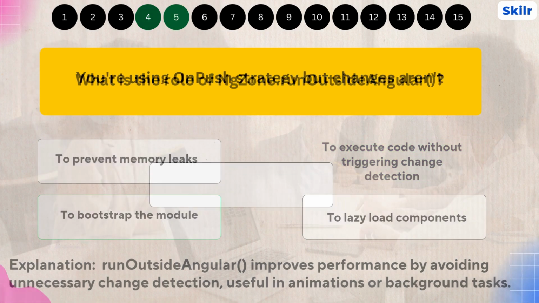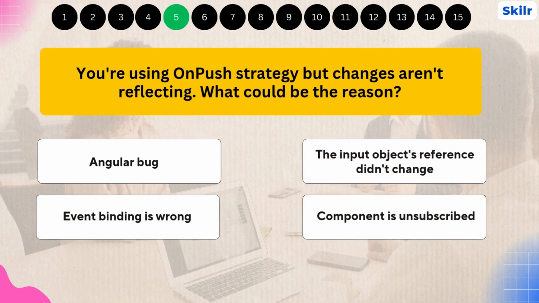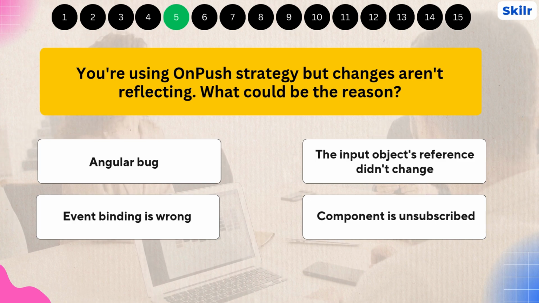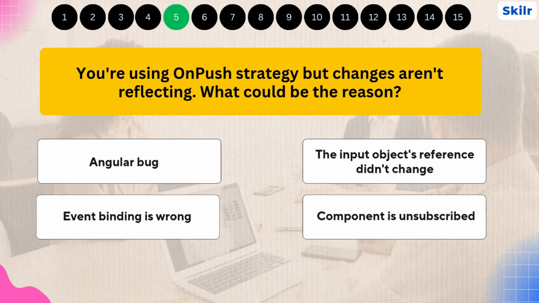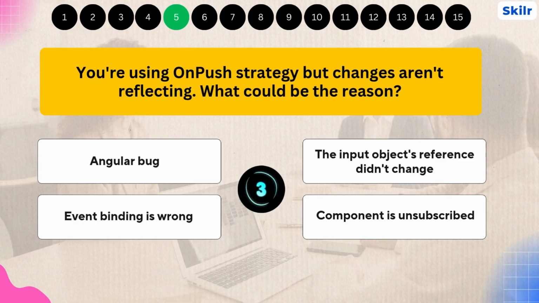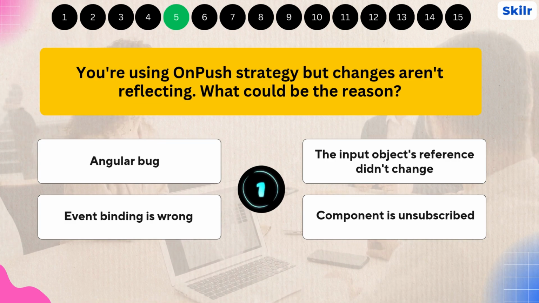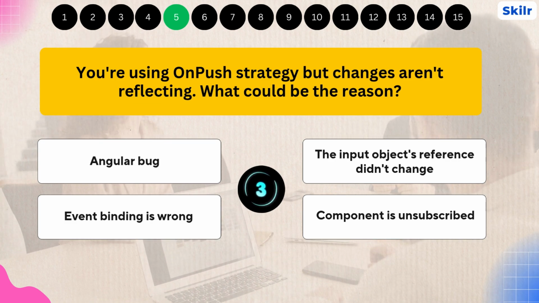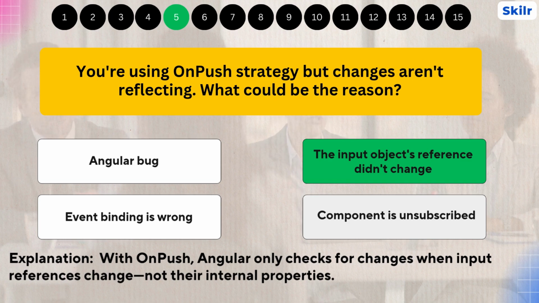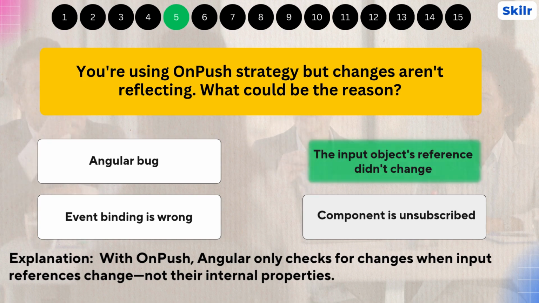tasks. Question 5. You're using onPush strategy but changes aren't reflecting. What could be the reason? The correct answer is the input object's reference didn't change. With onPush, Angular only checks for changes when input references change, not their internal properties.